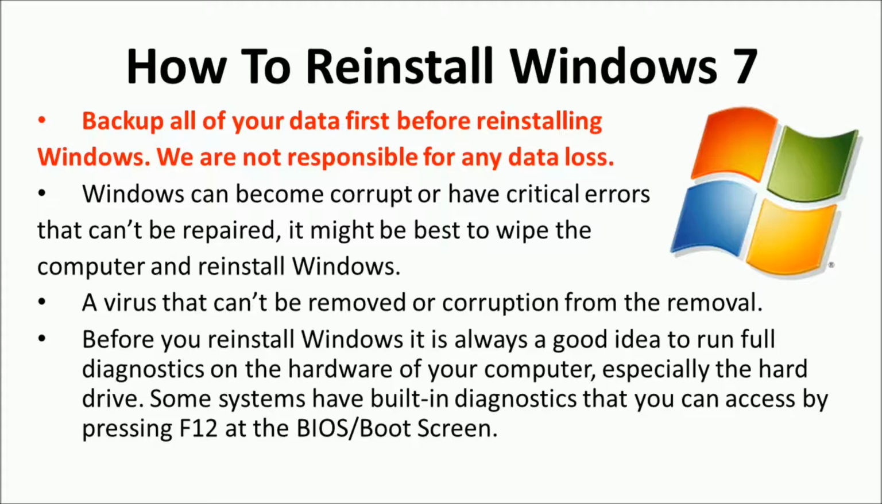Windows can become corrupt or have critical errors that can't be repaired. It might be best to wipe the computer clean and reinstall Windows. A virus that can't be removed or corruption from the removal is also another good reason to reinstall Windows. Sometimes you'll just be getting random blue screen errors, and that also is part of the problem.